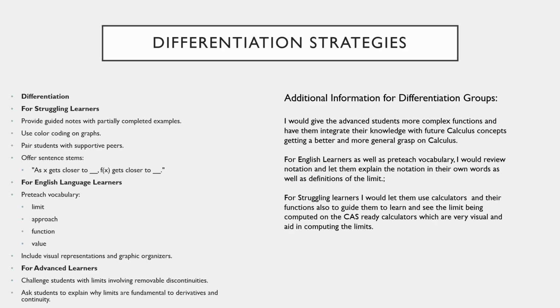Okay. And for the English learners as well, I would pre-teach vocabulary as I would review notation and let them explain the notation in their own words as well as the definition of a limit. So to understand the definition of a limit better, I'd have them review the definition of a limit and pre-teach all the vocabulary so they have a more solid understanding of what a limit is and how it's used in mathematics. For struggling learners, I would let them use calculators and their functions also to guide them to learn and see the limit being computed on a calculator, which are very visual and aid in computing the limits because they give you symbolic answers and help you much better understand and basically check and monitor your learning.